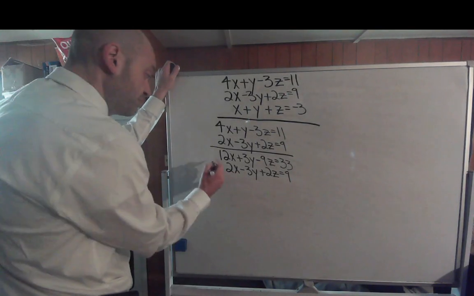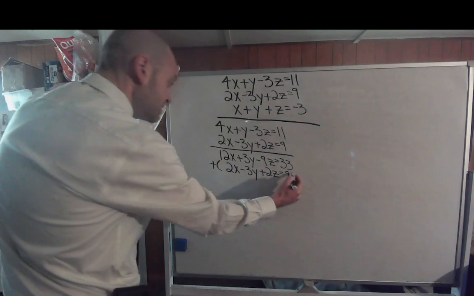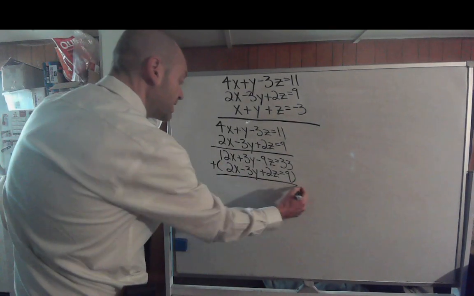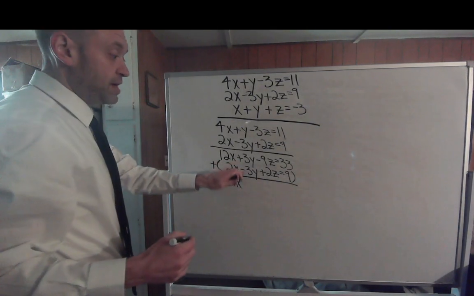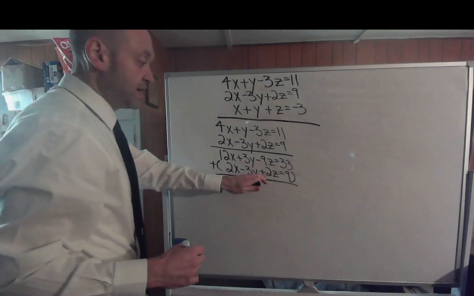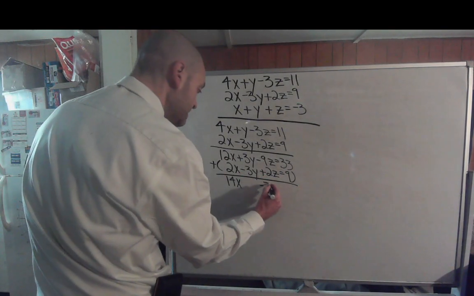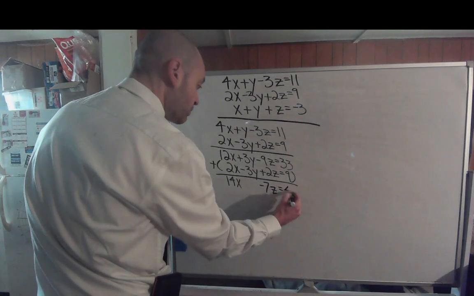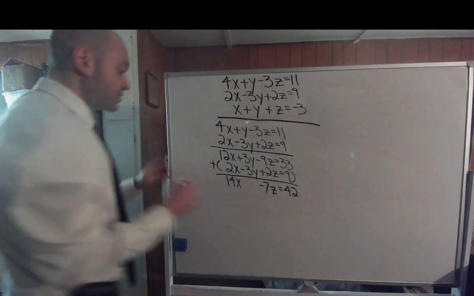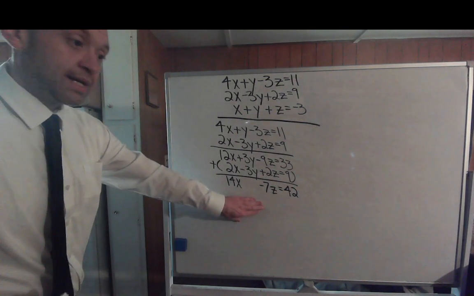Now I can simply add these two equations. 12x plus 2x, that's 14x. 3y minus 3y is 0. Negative 9z plus 2z, that's minus 7z. Then 33 plus 9 is 42. So there's one equation with y eliminated.